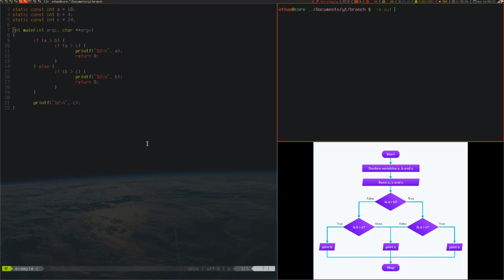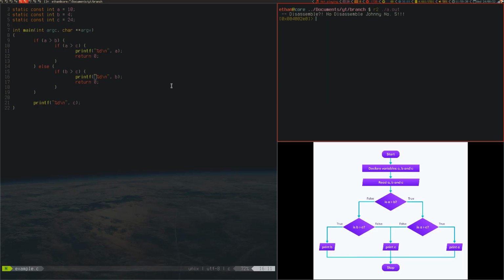And so if we run this example, we can see that we get 24 printed out, because the first condition, a is greater than b, is true, and 24 is greater than a, which is 10, so therefore we get c printed out, which is 24. If we were to change this around, let's make it so that b is greater than it, so 11, let's run TCC on it again, and we still get 24 because 24 is still greater than b. It's not a great example, but you hopefully get the idea about how branching is actually working here.